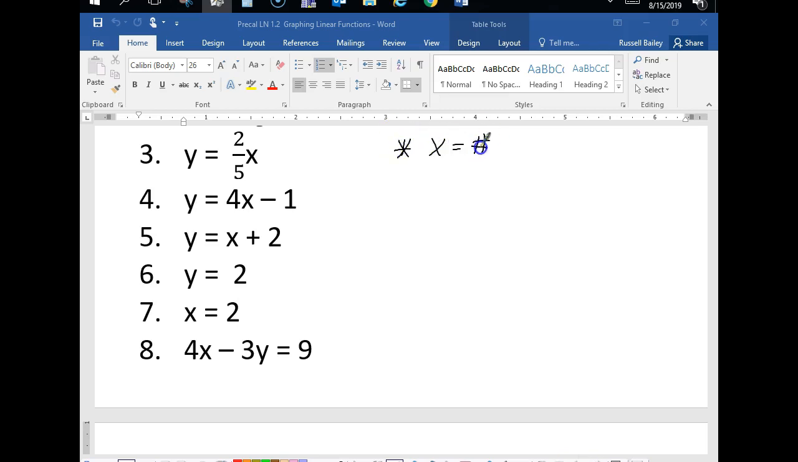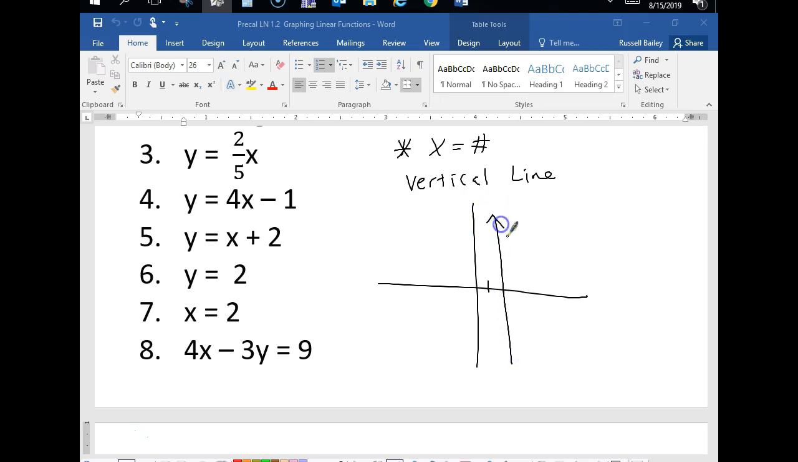When you have x equals a number, that will be a vertical line. In other words, no matter what y is, x is always that value. So if I were to graph this, there's x equals 2. You guys agree? And so we're just going to draw a vertical line there. And no matter what value of y we pick, no matter how high or how low we go, x is always 2. Okay?